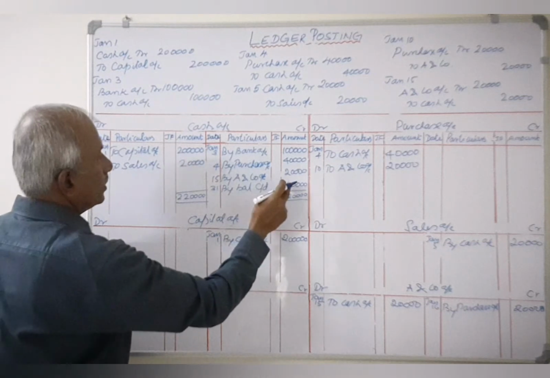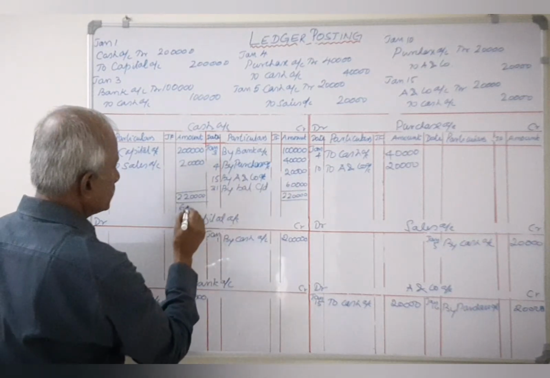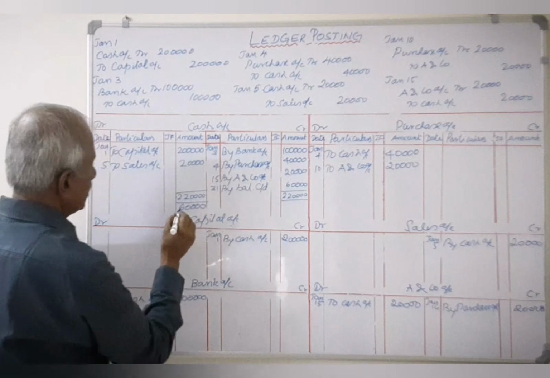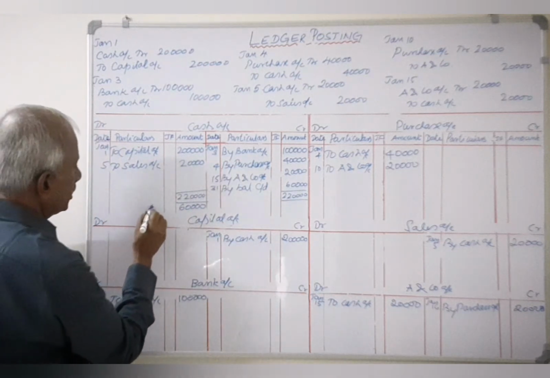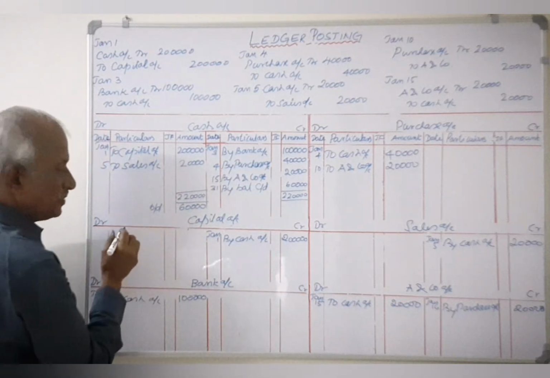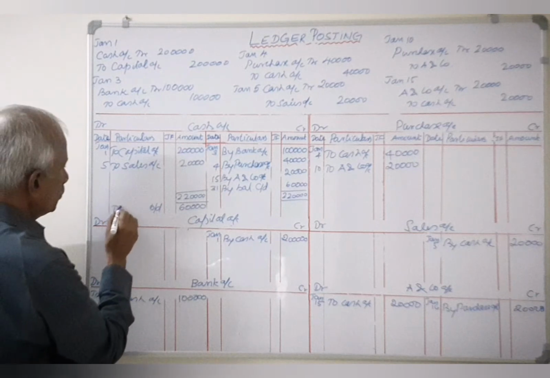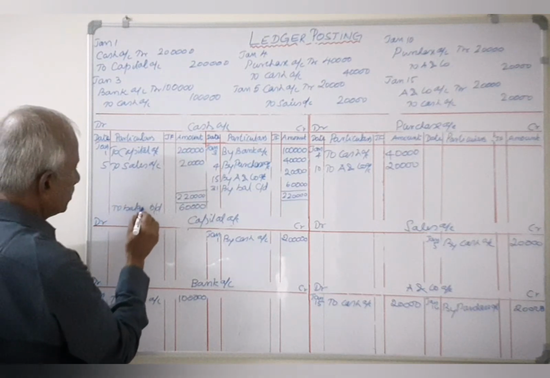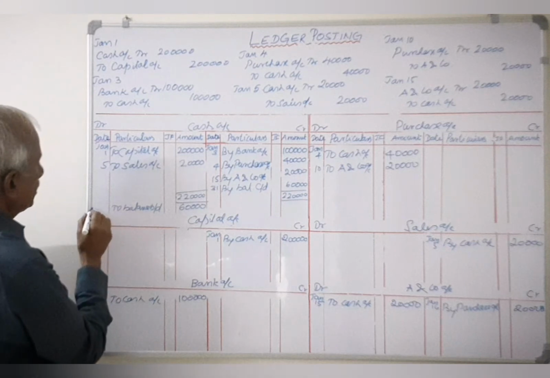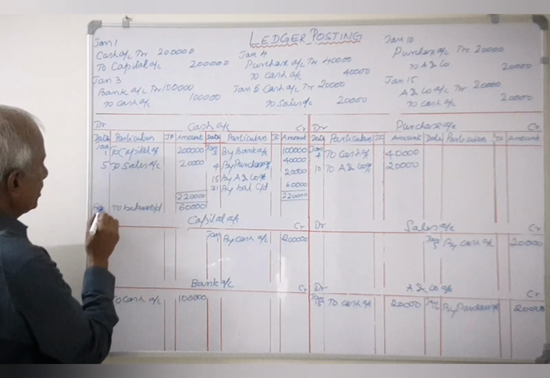Carry the balance to the opposite side below the totals and against it you write brought down, that is BD in short form. So "To balance BD". Against it you write the first date of the next month.